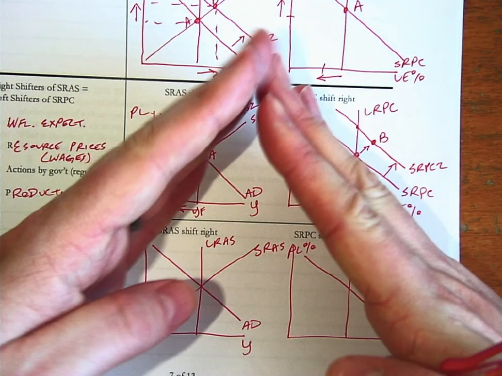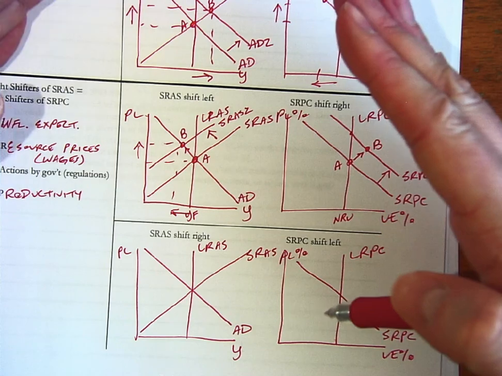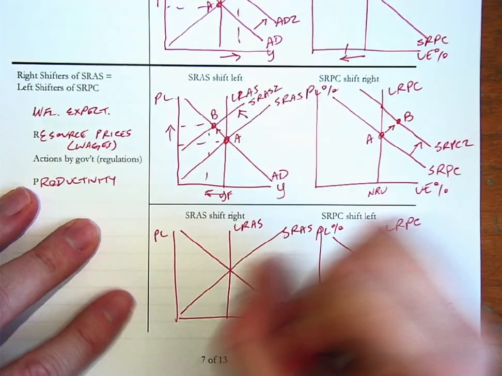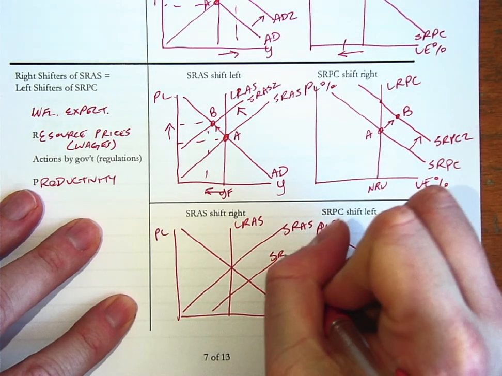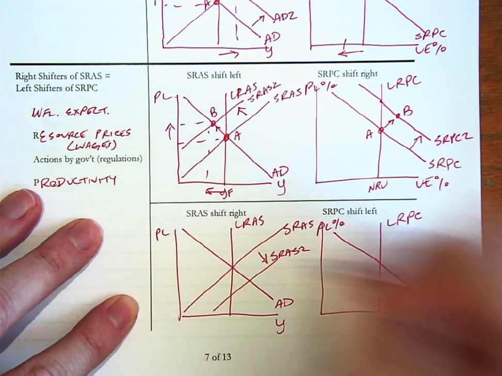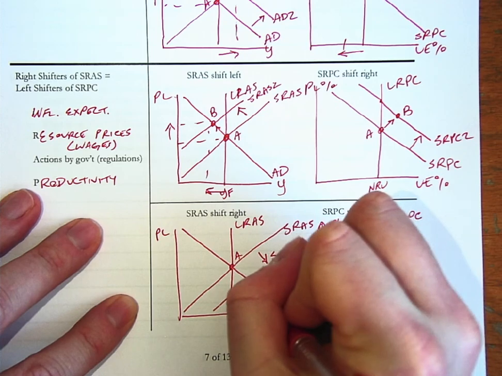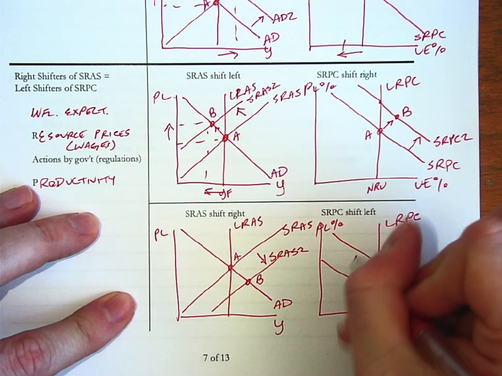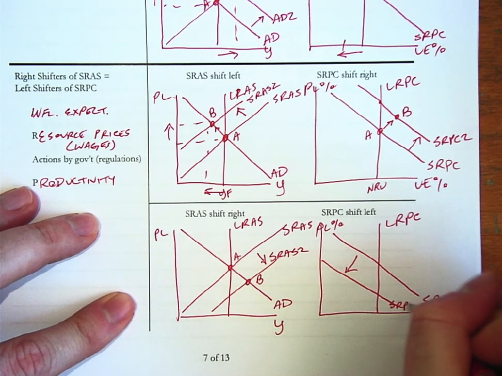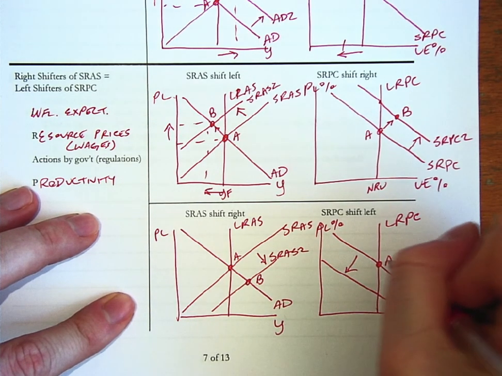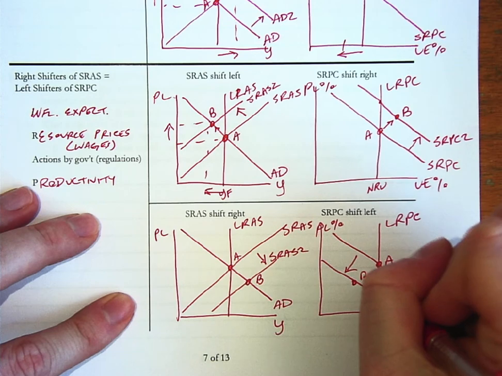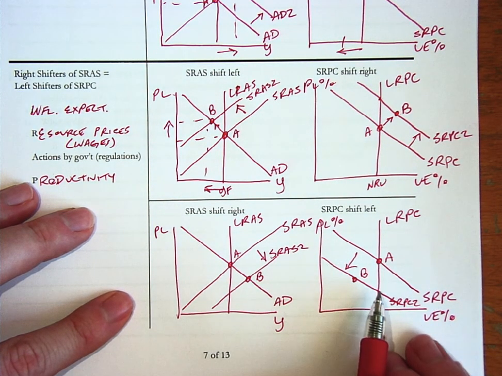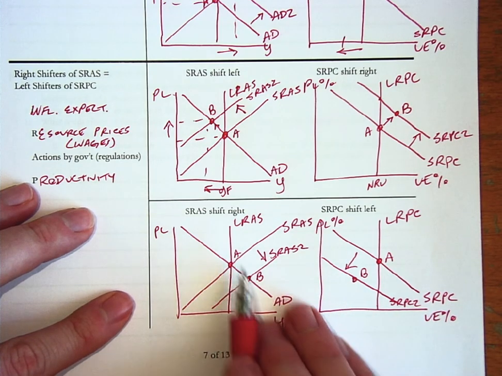And notice they move opposite each other, right? That's the IRAP, and then they shift out from each other. Same is true if SRAS shifts to the right. Let's take a look. SRAS shifts to the right. We go from point A to point B. And the same thing, we shift to the left for SRPC, and we go A inward to point B. Notice we are not on the LRPC, because we're not on the LRAS.